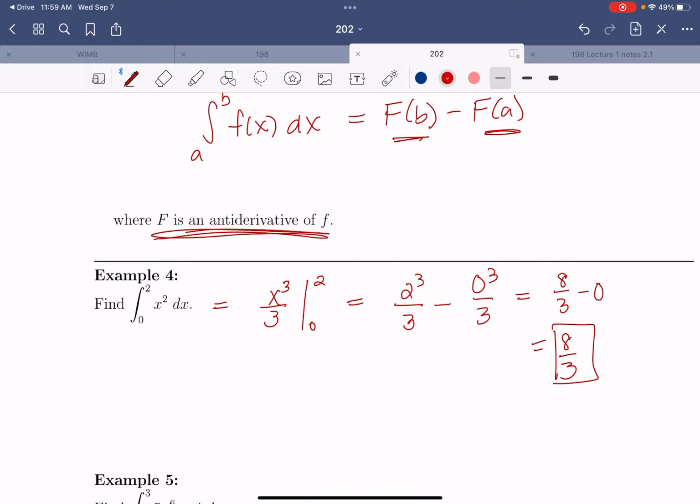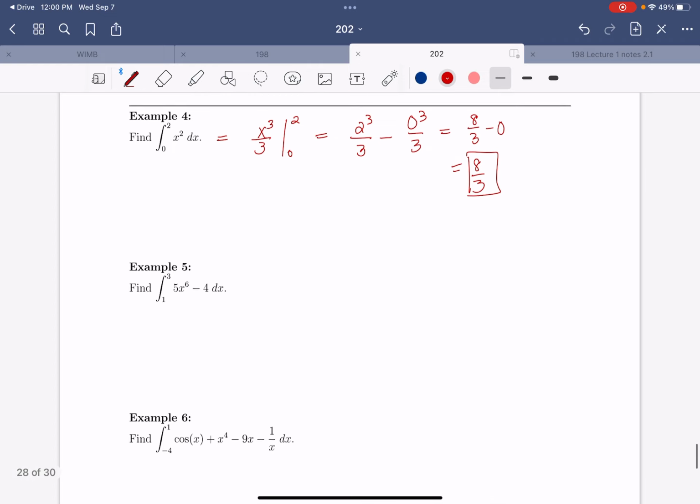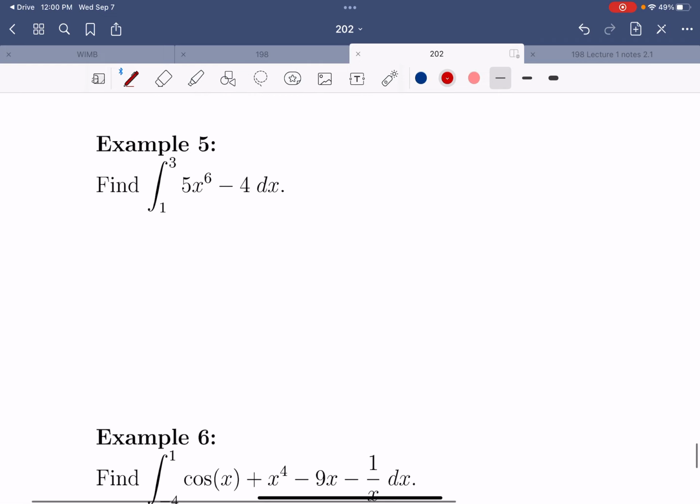Notice that the answer to a definite integral is a number. For the first part of the FTC, your answer is a function, it's the derivative. But when you use the second part, you're evaluating your antiderivative from 0 to 2, and that's going to give you a number. Same thing down here with number 5.